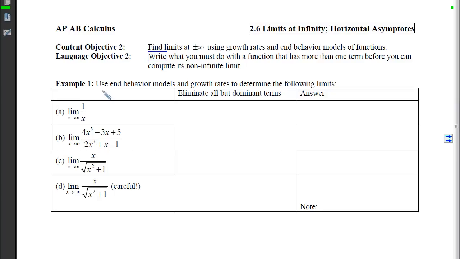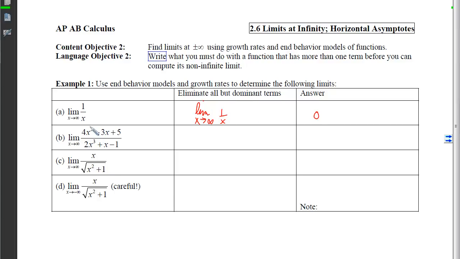So, for example 1, we want to use end behavior models and growth rates to determine the following limits. So if I look here, I'm going to eliminate all but the dominant terms on both the top and the bottom. This one, since there's only one term on the top and only one term on the bottom, I can just compute the limit. What happens to 1 divided by x when x gets really, really large? That's like having 1 grain of rice split among 1 trillion people. Essentially, each person gets nothing. So the limit for this one will just be 0.